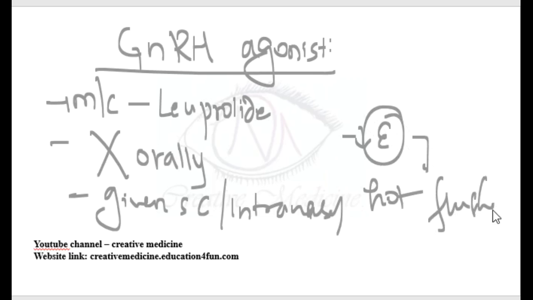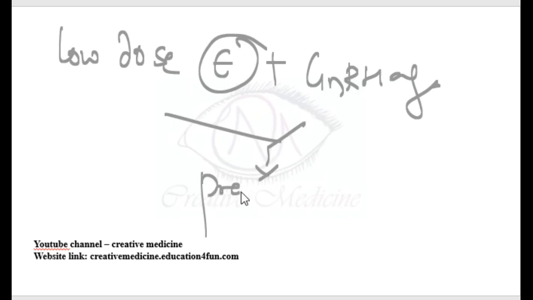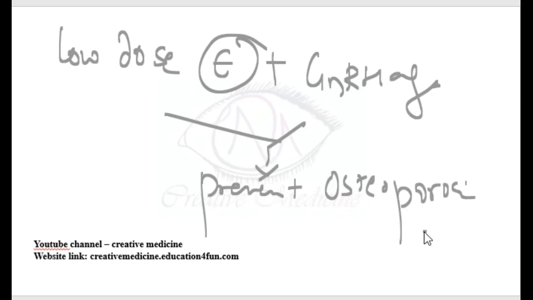These are mainly managed with add back therapy. Low dose estrogen is given along with the gonadotropin releasing hormone agonist mainly to prevent osteoporosis. The dose of estrogen required to prevent osteoporosis is much less than the dose required to support endometriosis.